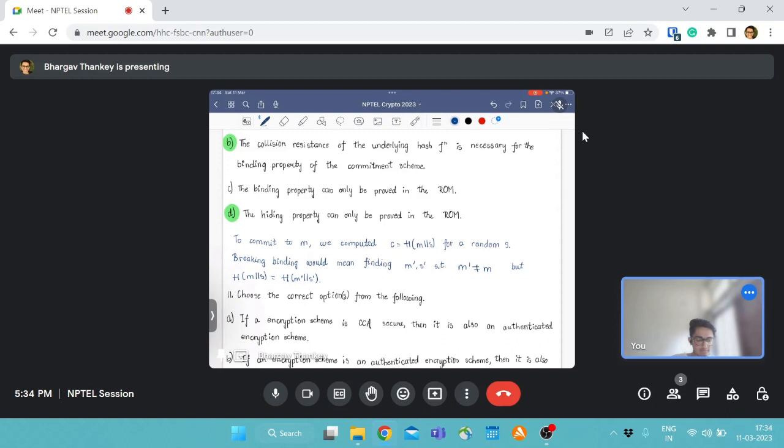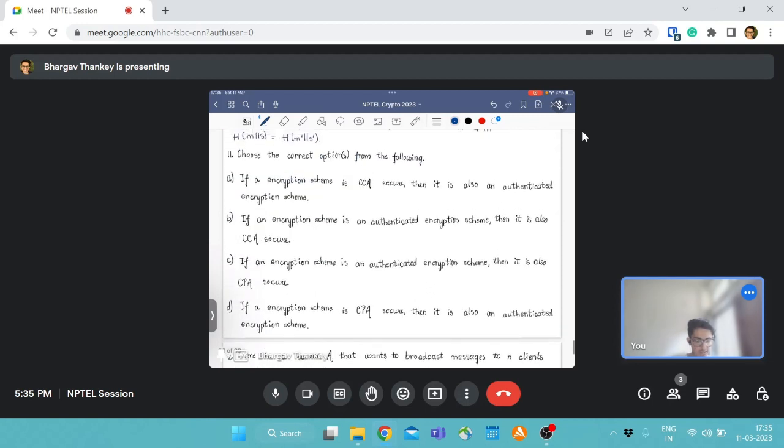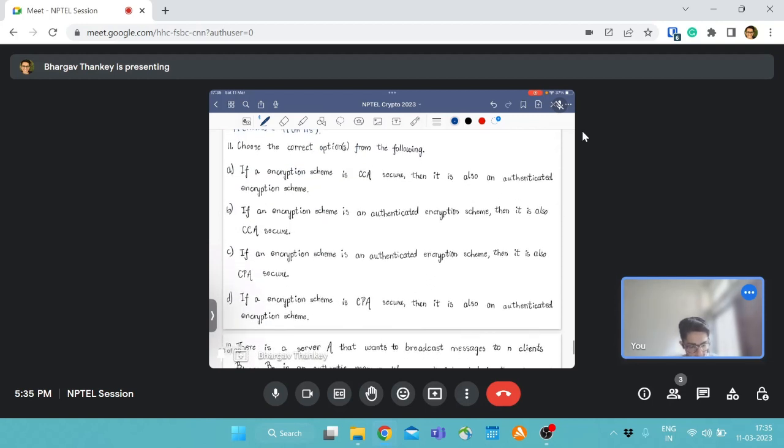However, to prove hiding, we saw in class we had to go to the random oracle model. So if this is fine, let's move on to the next problem.